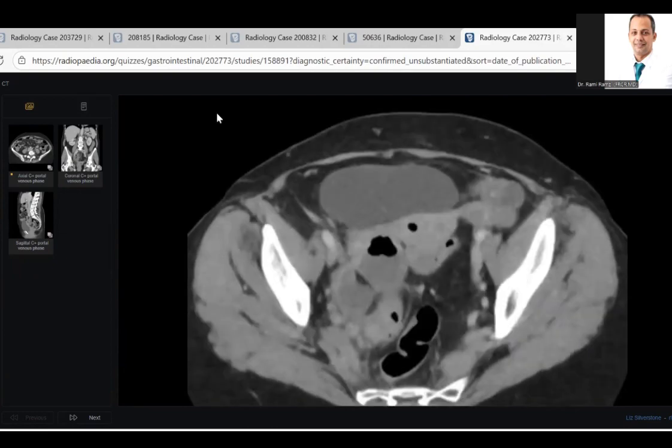Thank you, doctor, so much. It was both diverticulitis, perforated diverticulitis, fistulation. Next candidate.